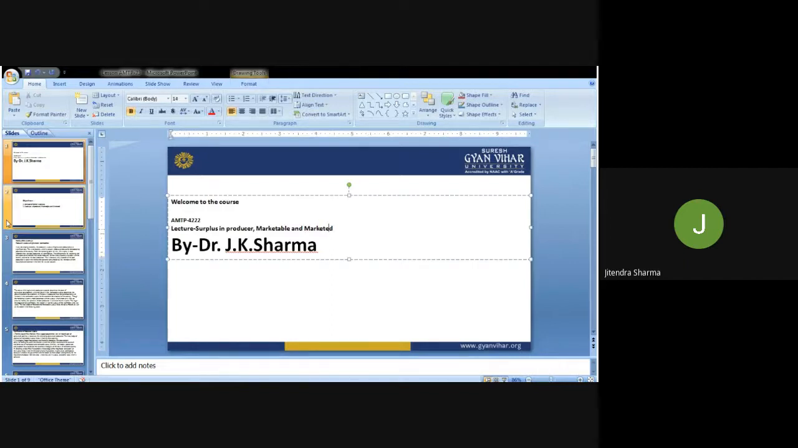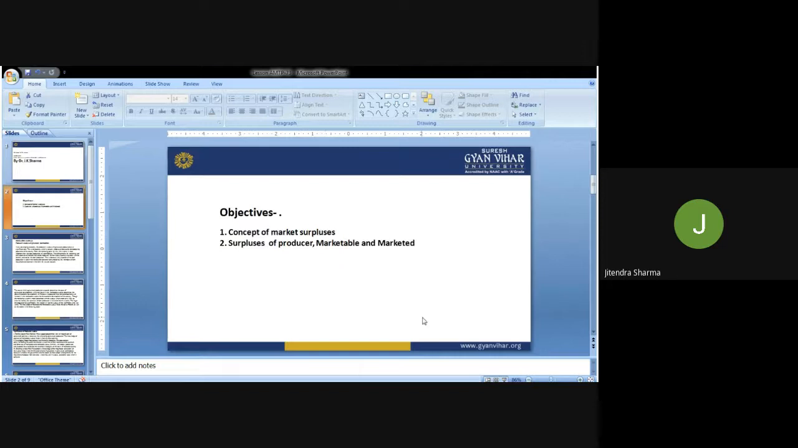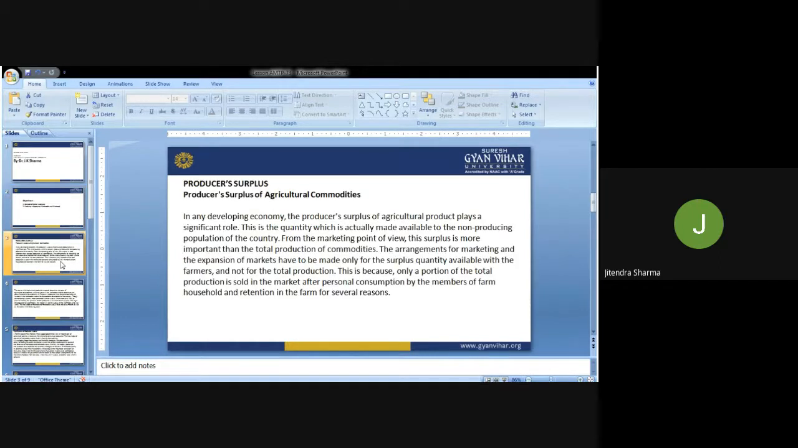So what are the objectives of the discussion? The concept of market surpluses, and we will discuss the surpluses of producers, marketable and marketed surpluses. So let us first discuss the producer surplus.